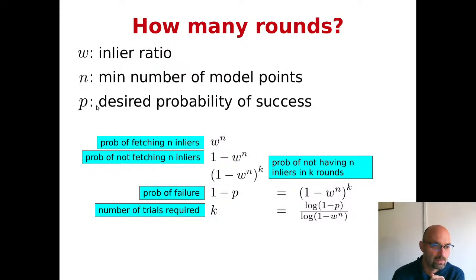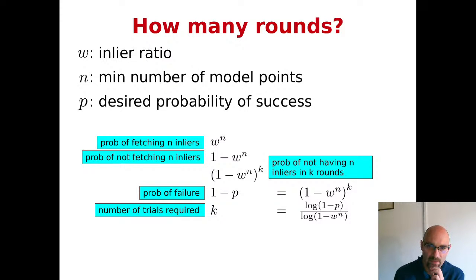And then the other variable that I want to impose, because my question is like, how likely is it? How many rounds do I need to have a certain probability of success? I have to impose the probability of success. So I could answer the question, how many rounds do I need in order to achieve probability of success 0.99? So the probability of fetching n inliers, W is the inlier ratio. The probability of fetching n inliers is W to the n, because each time I draw independently. So if I have 3 points, this will be W to the 3.